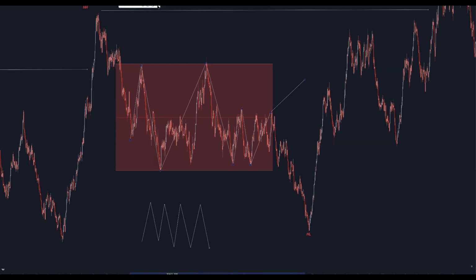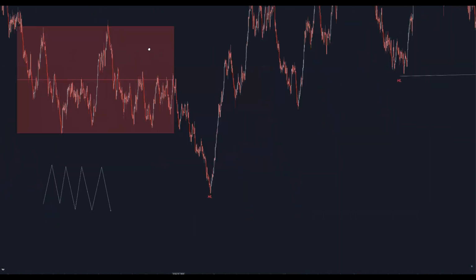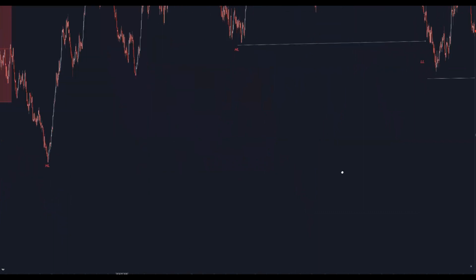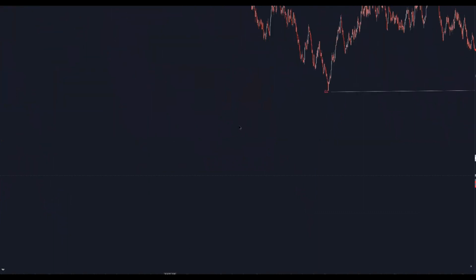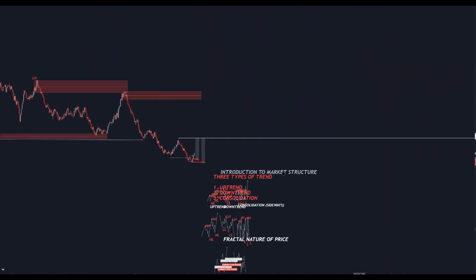With these few explanations of mine, I hope I've been able to make you understand the concept of market structure. It is not hard at all. Remember, what you do in an uptrend is buys, and what you do in a downtrend is sells. These are the two major things you do. You buy low and you sell high.